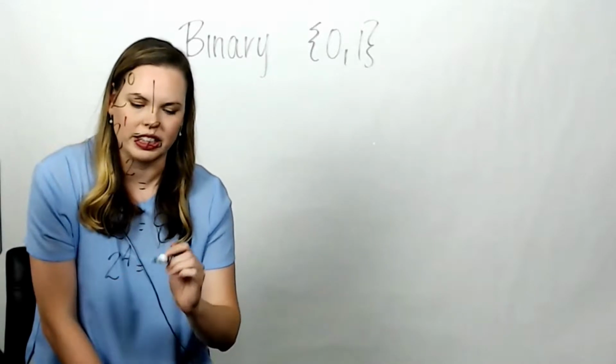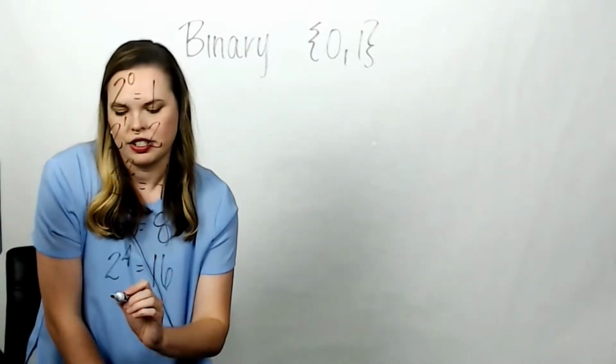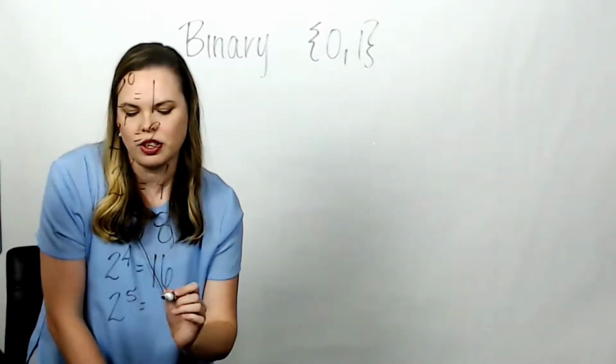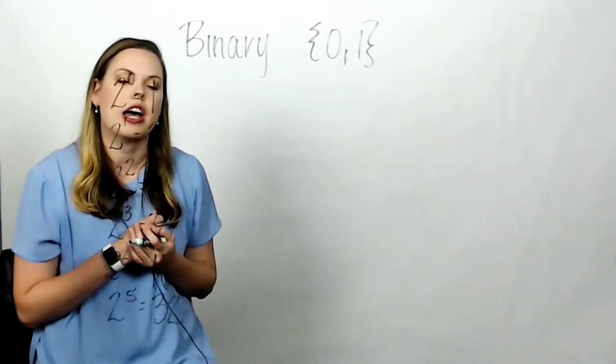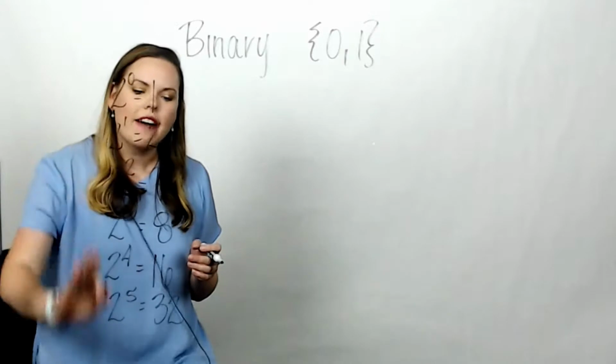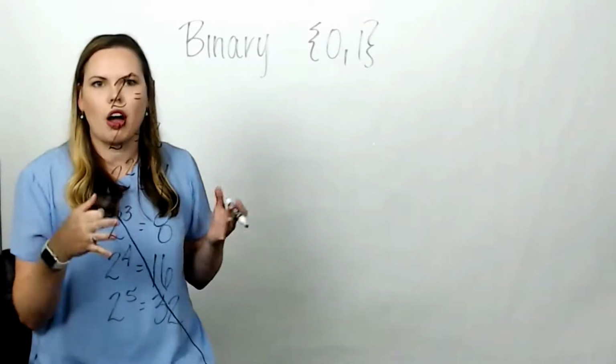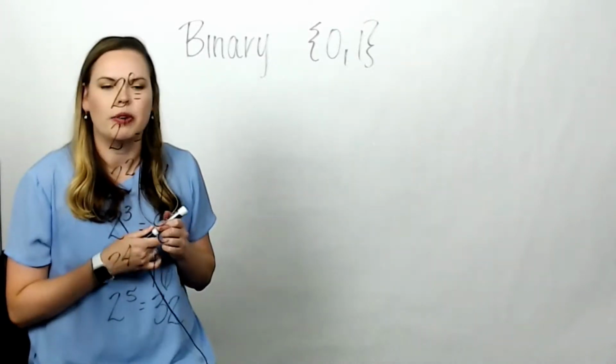2 to the fourth is 16. 2 to the fifth is 32. We'll stop there for now, but you know the next one is 64 and so on. And just remembering this as we talk through binary is helpful.